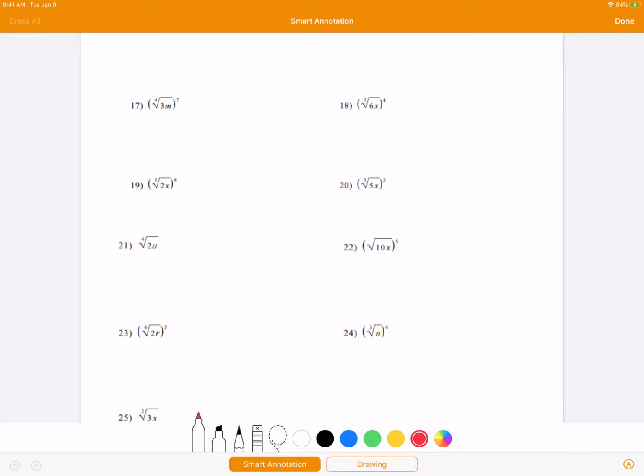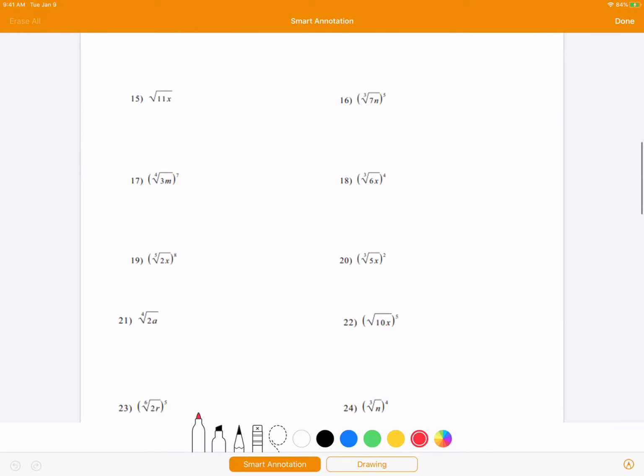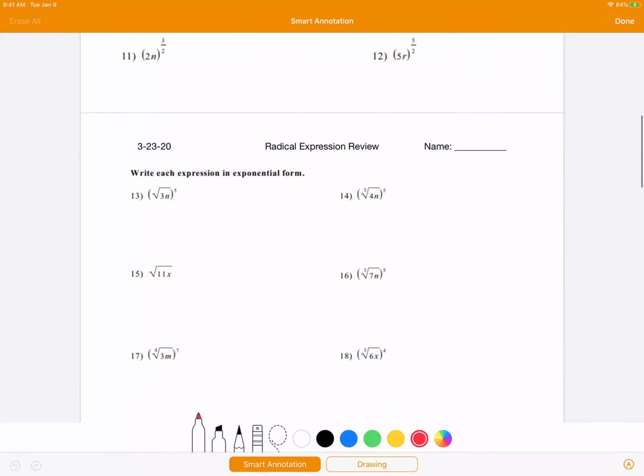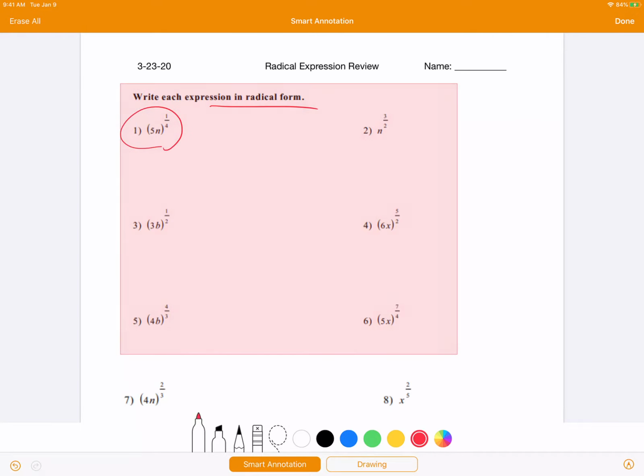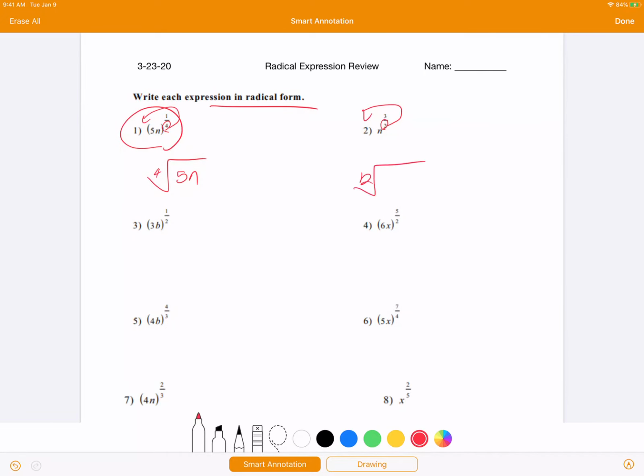It's very, very simple because all you have to do is, for example, let's just start from number one. Write each expression in radical form. All you have to do is just move this 4 in the front and say fourth root of 5n. It's just that simple. This, move the denominator always to the front, so it's second root of n cubed. That's just simply square root of n cubed, and you can just leave it as that, okay?